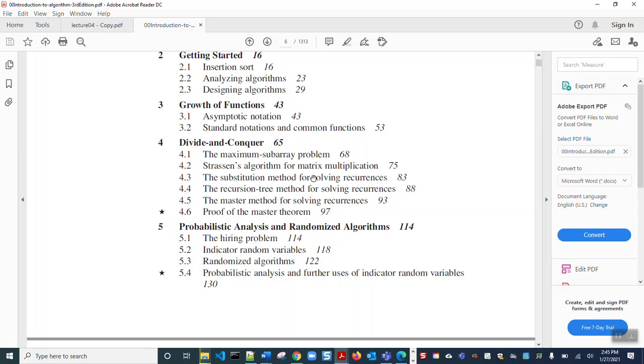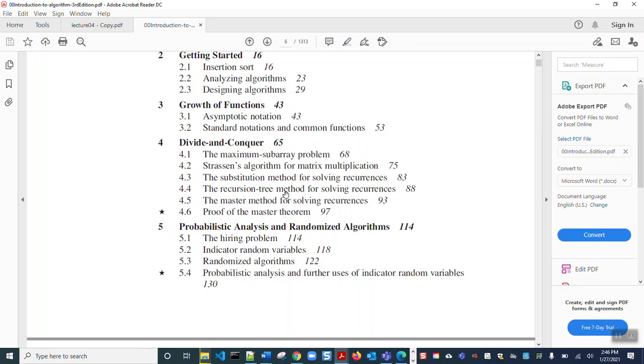That means there are several methods, at least 3 methods for solving recurrences. So what is a recurrence? A recurrence is kind of an iterative method, like a recursive method. Everybody is familiar with the recursive method, right? The process is called recursion, and the term came from there. And at the end we have the proof of the master theorem.